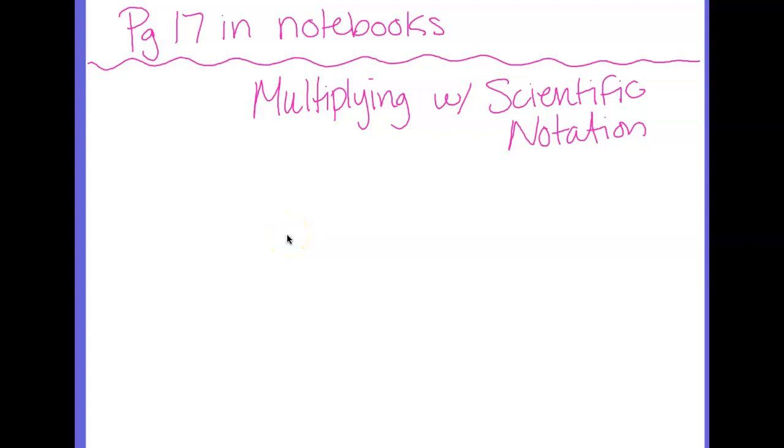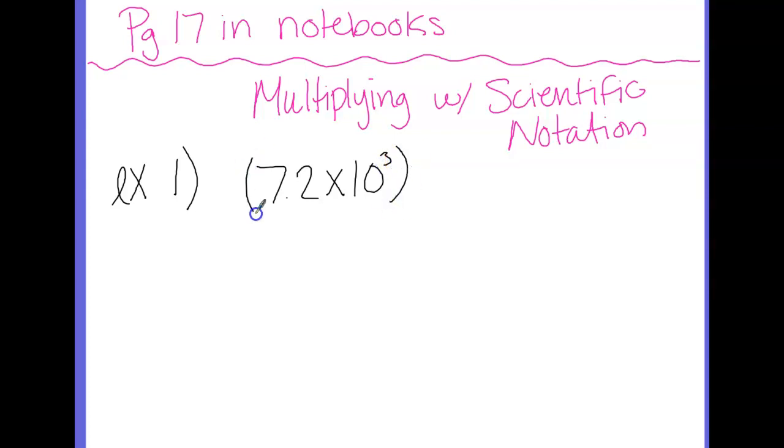So our first example is going to be 7.2 times 10 to the third times 1.6 times 10 to the fourth.